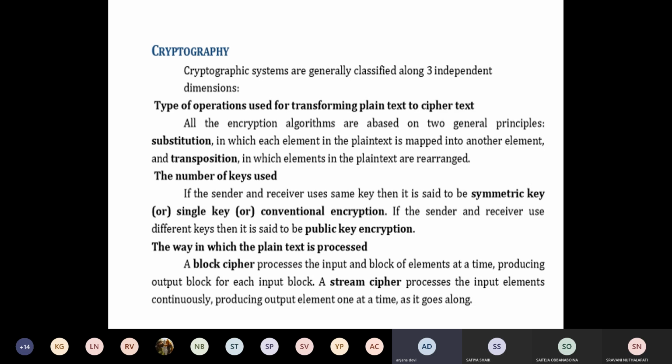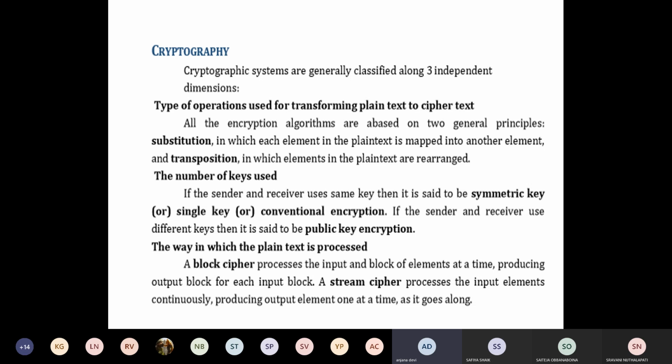We can call it a symmetric key or a single key, and we can call the process conventional encryption. If the sender and receiver use different keys, then it is said to be public key encryption. If the sender or receiver use different keys, then it is public key encryption.